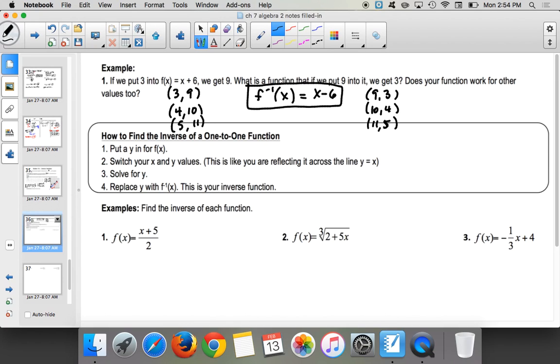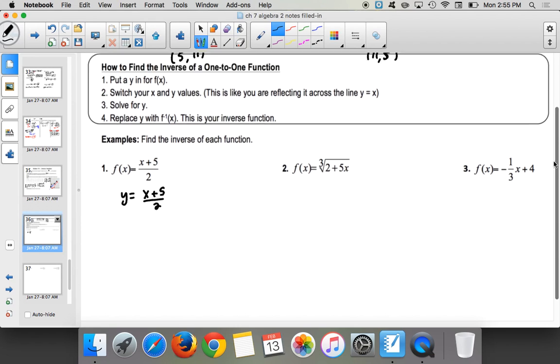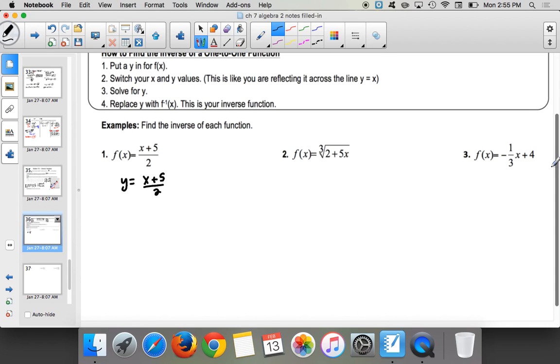So let's find the inverse of each function. We're going to follow the steps in the box. Step 1, f of x is really just y, so I'm going to rewrite it: y equals (x plus 5) over 2. And then step 2, switch your x and y's. Just like we did with the points, we're going to switch the x and y values. So I'm going to write x equals (y plus 5) over 2, like that.